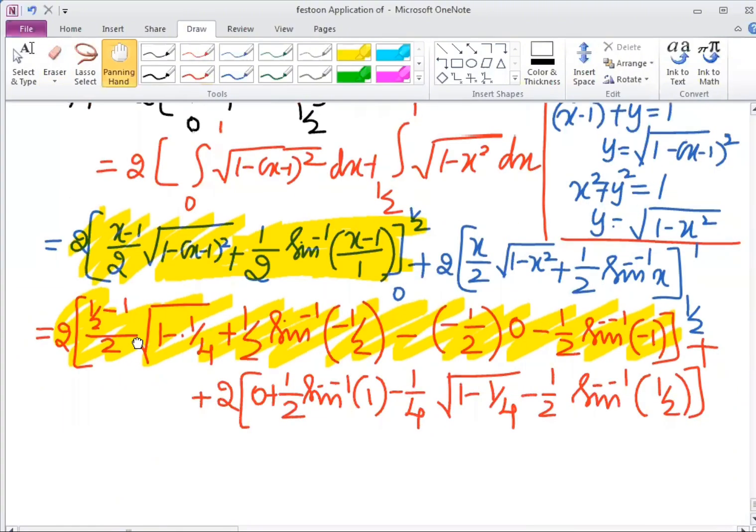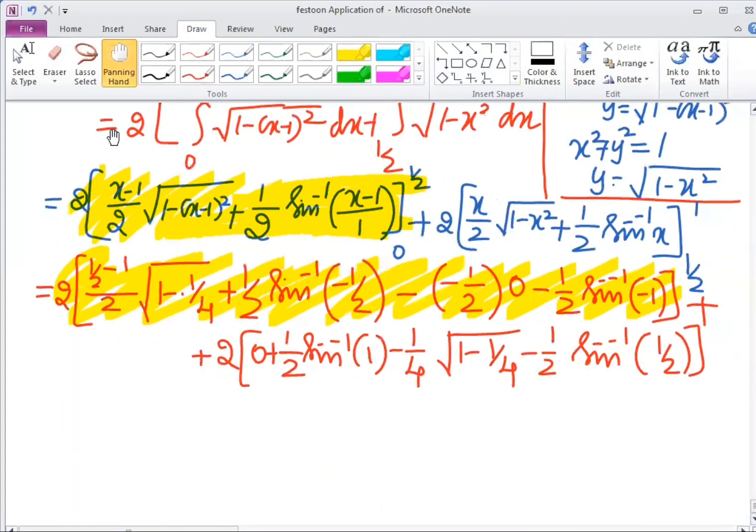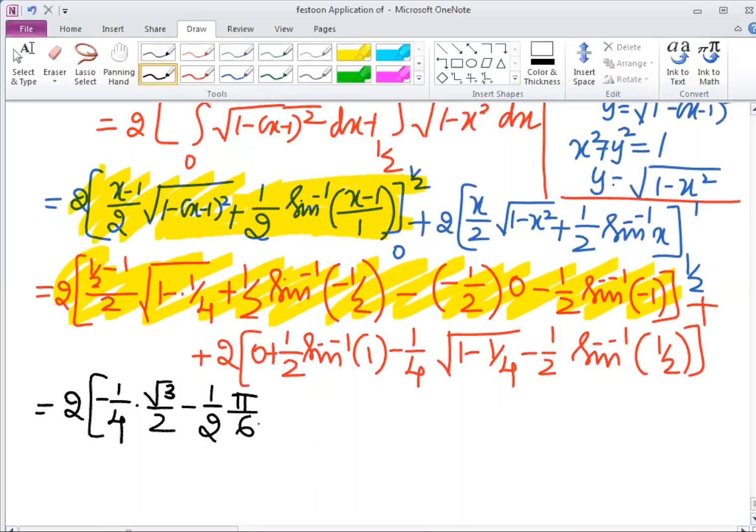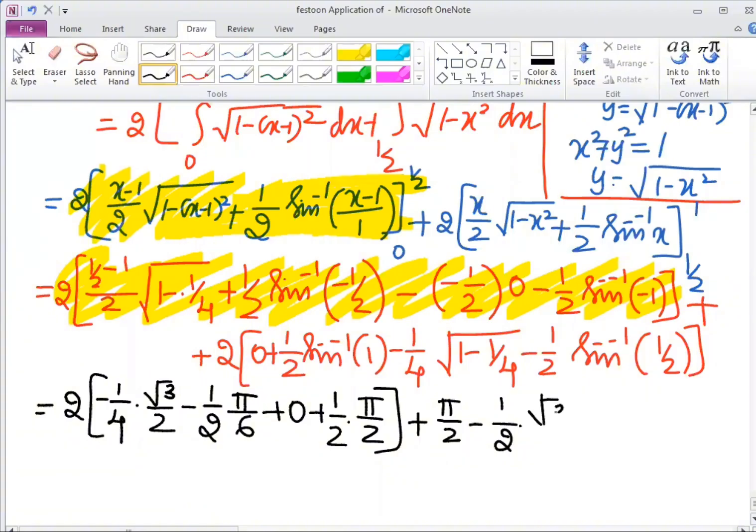Okay, let me move further now. I'm not explaining more about this because we have done such problems. Now let us find out the values. This value will become minus 1 by 4 into root 3 by 2, minus 1 by 2 into, it will become 5 by 6, 0 plus half plus pi by 2. This is for the first one. Second one plus pi by 2, minus half into root 3 by 2 minus 5 by 6, I can write.